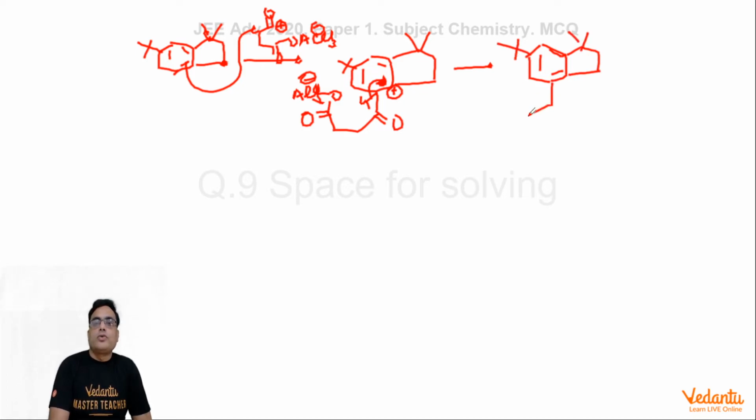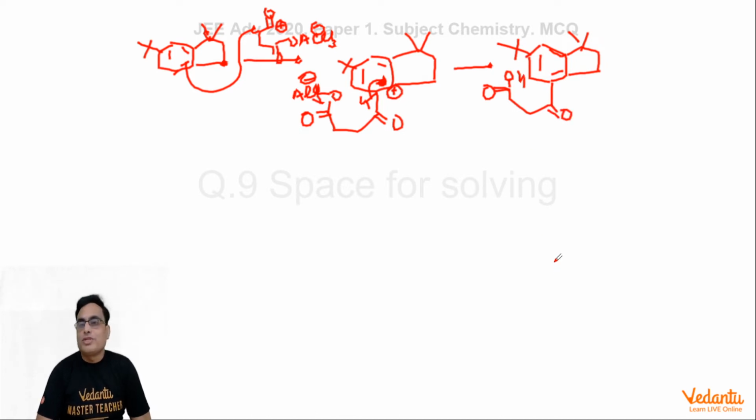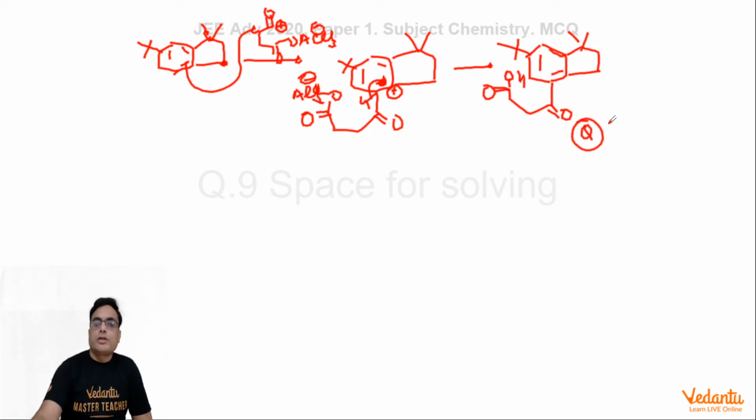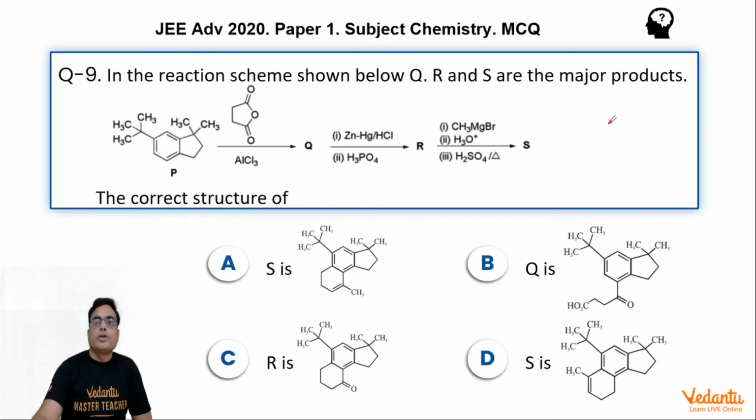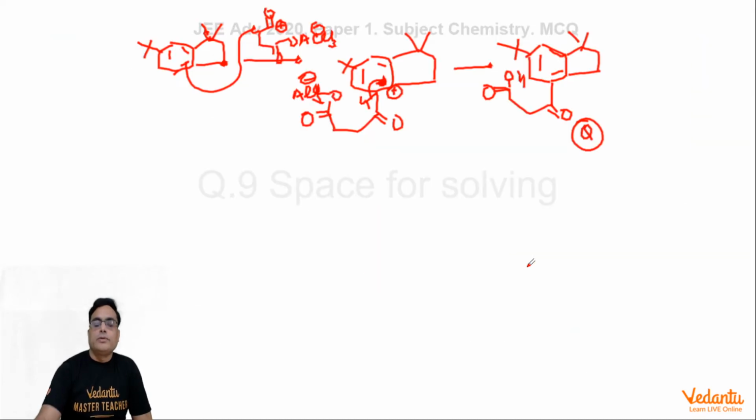this 1, 2, 3, 4, this group becomes COOH, and here one C double bond O is there, right? This compound is Q, right? So let us check what structure they are giving for Q. Q is this one. This is the correct answer. Q is the correct answer which we have found.